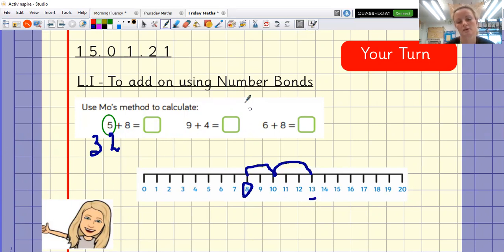Okay, so I've made 10 first and then carried on. So that hopefully will make it a bit easier.